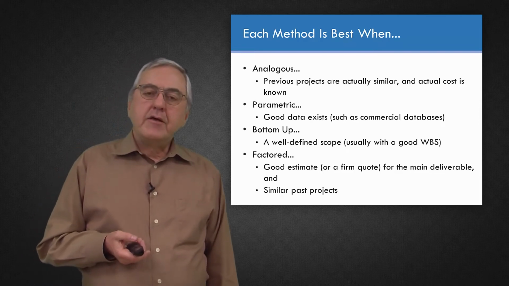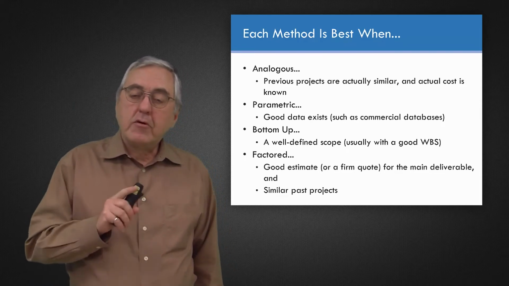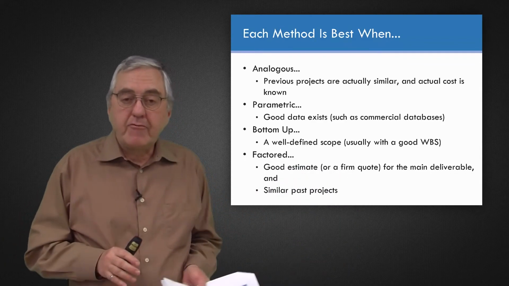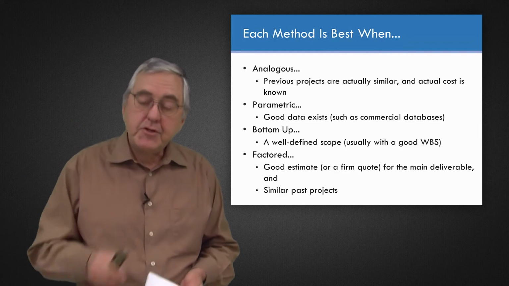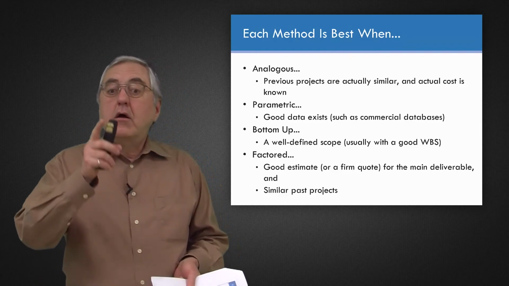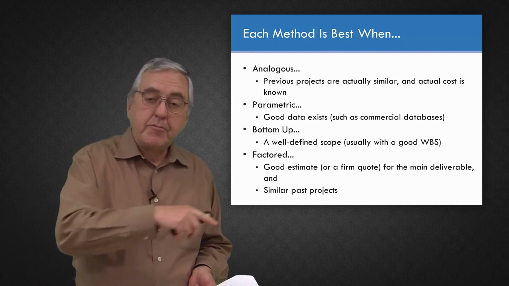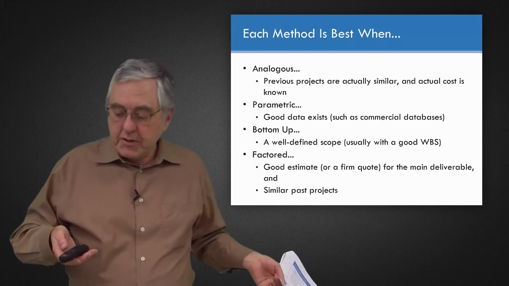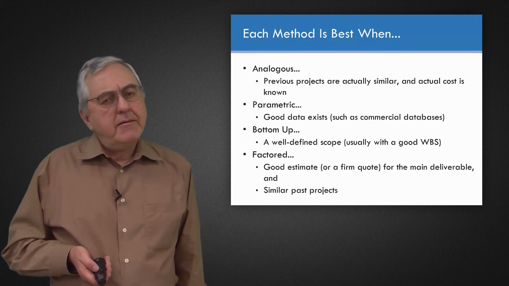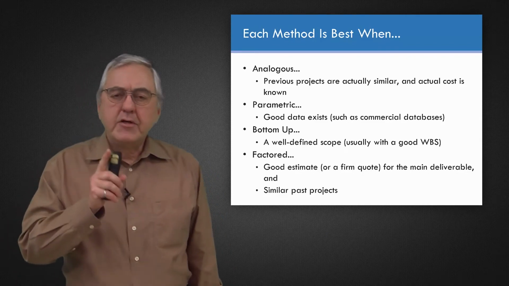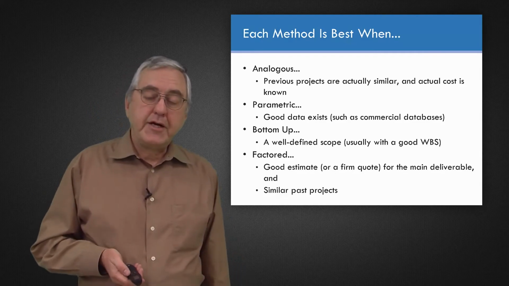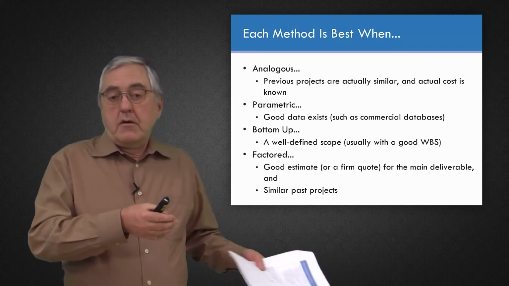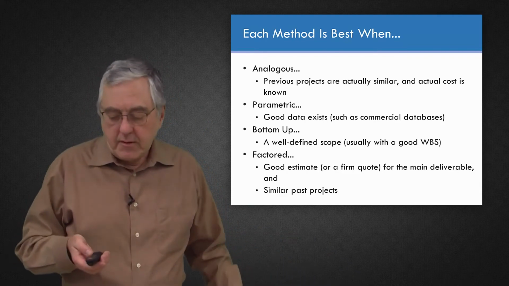And the factored estimate is if you do have a firm quotation or a very strong estimate for some major deliverable on the project, such as that paper machine piece of equipment, or all of the materials you're going to use in your plant floor project, and you've got similar past projects from which you can get those percentages. Really, the key to estimating is having good cost records from past projects, preferably your own, but sometimes we can use records from other people's projects, such as commercially available databases.